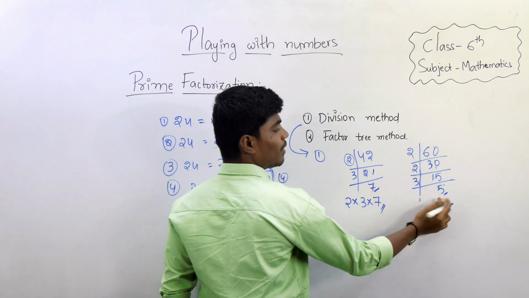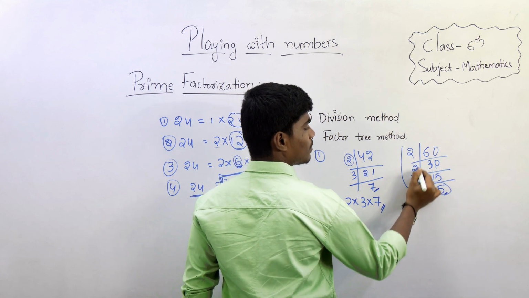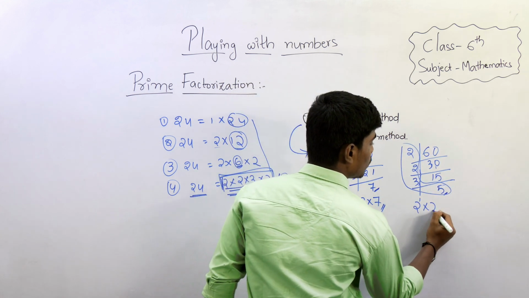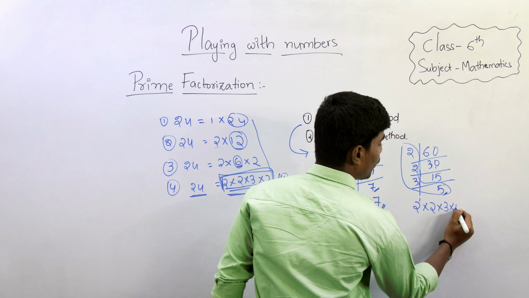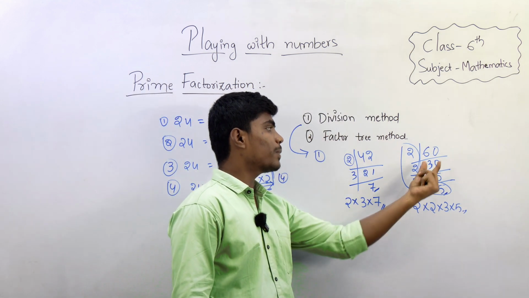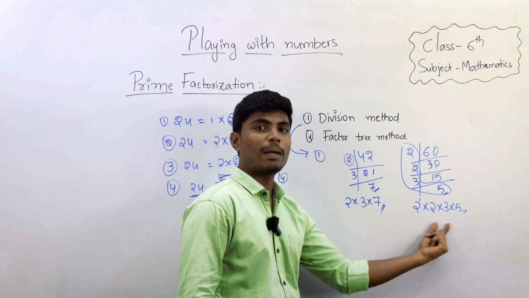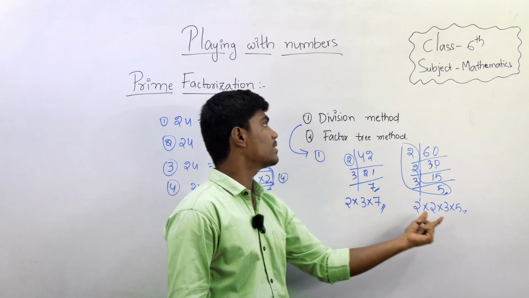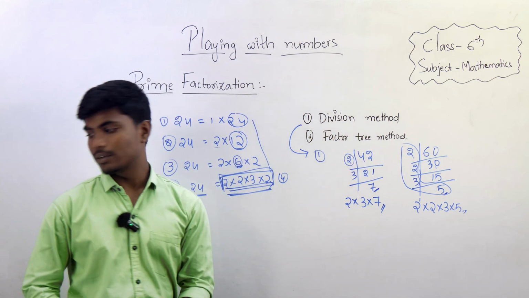So these are the prime factors: 2 into 2 into 3 into 5. These are the prime factors, and we expressed 60 as the product of prime numbers. This is called prime factorization using the division method.